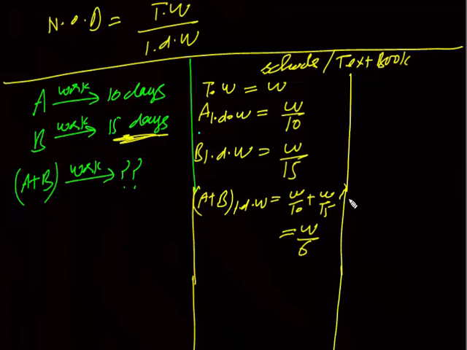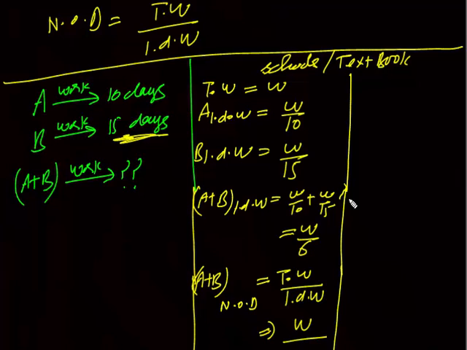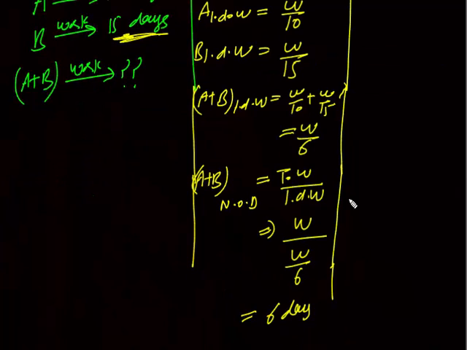Now what do we need to calculate? We need to calculate the number of days A plus B will take to complete the work. So A plus B, NOD, number of days, will be equal to total work divided by 1 day work. So total work is W, their 1 day work is W by 6. So they will take 6 days to complete the work.